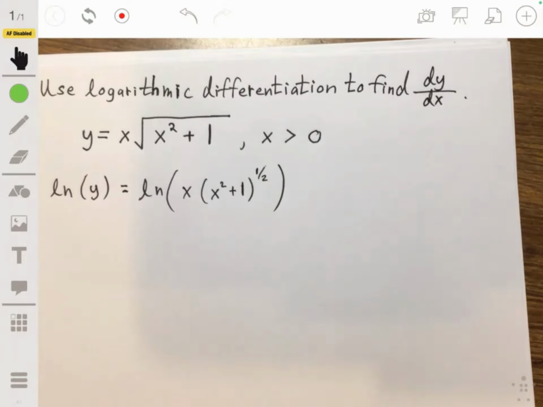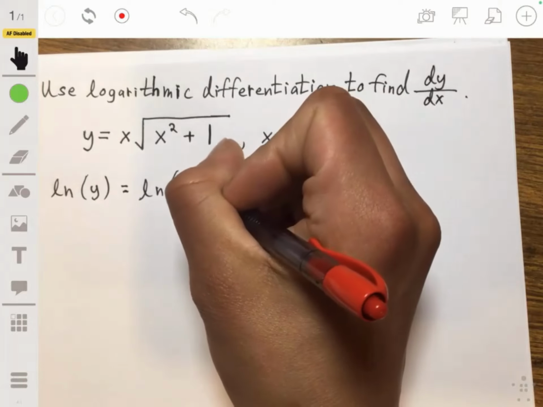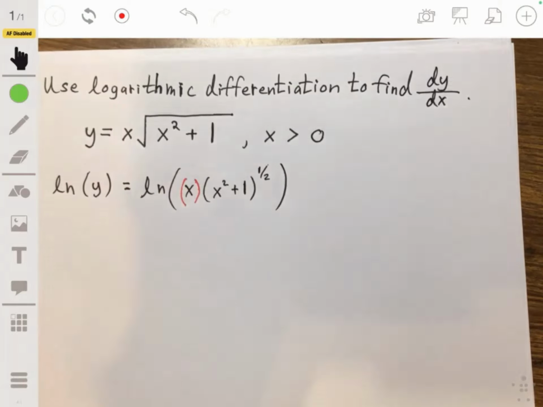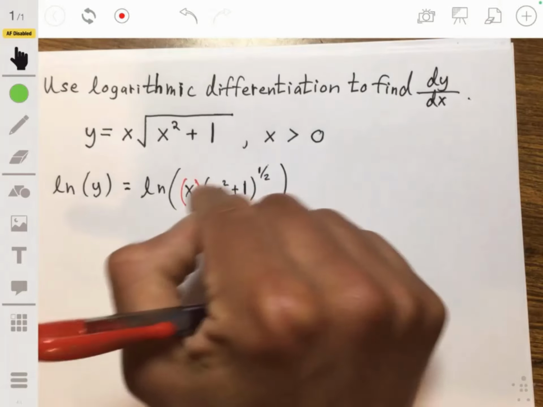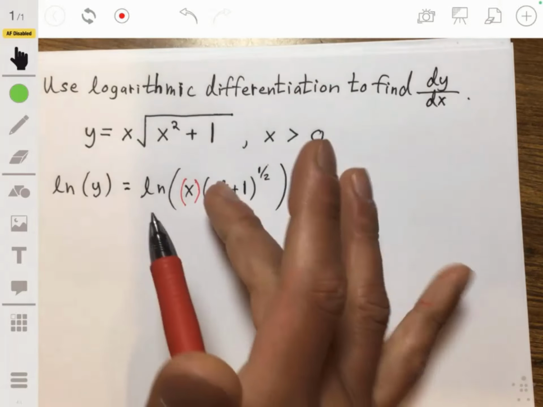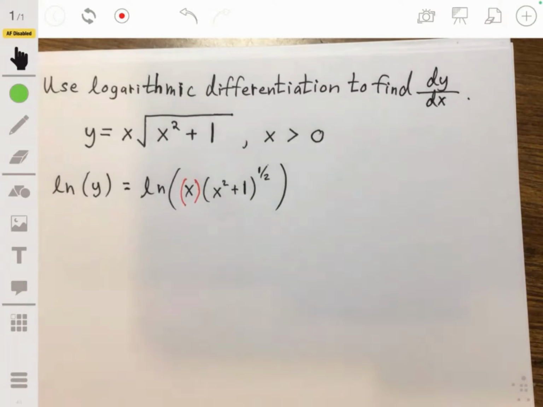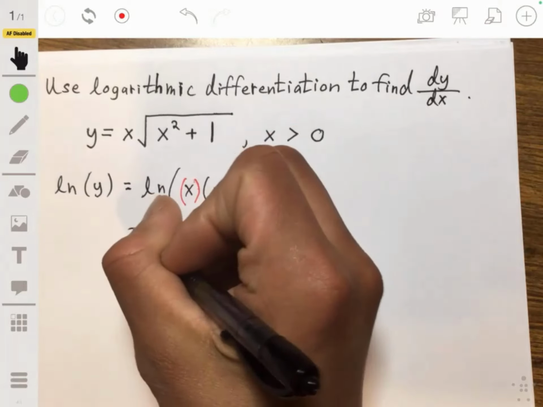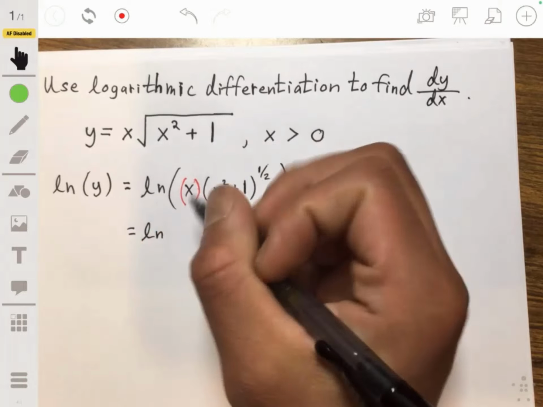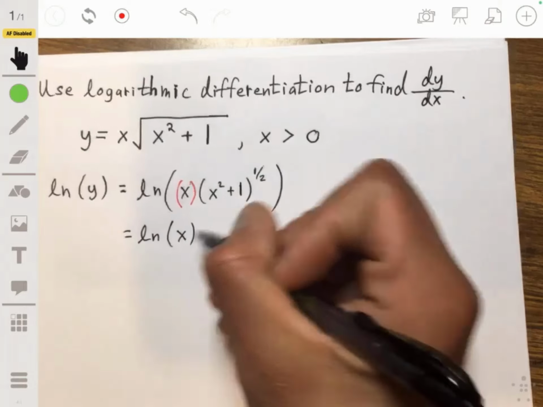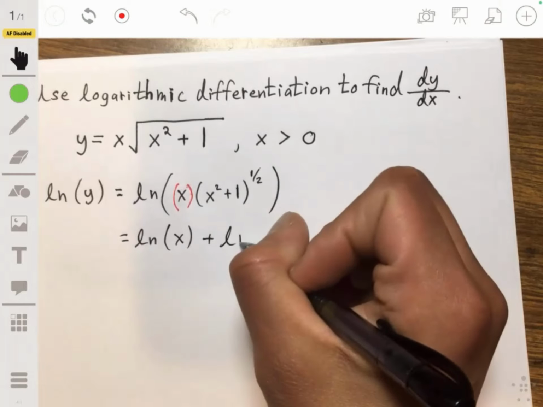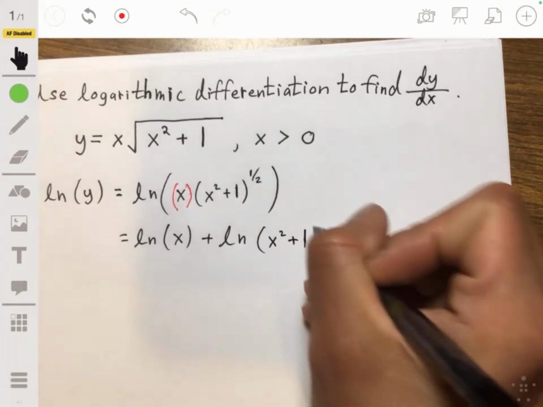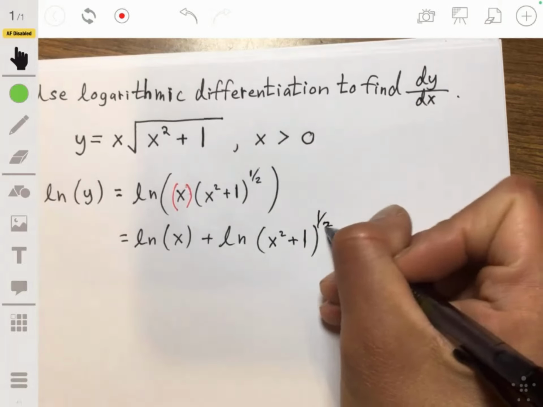Now, because of the log properties, here we have a product of x and then x squared plus 1 to the 1/2 power. So we can break this up into two logs using the addition property of logarithms. So we have the natural log of x plus the natural log of x squared plus 1 to the 1/2.